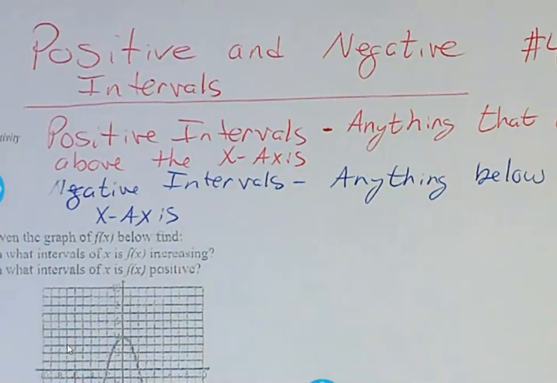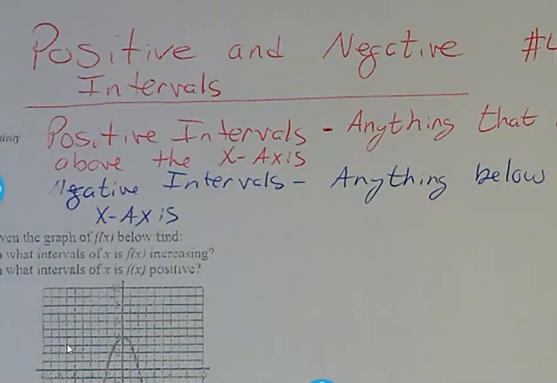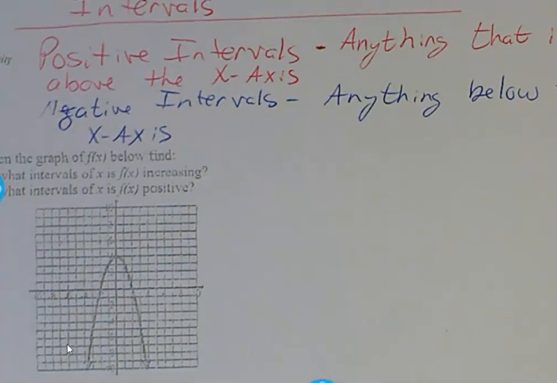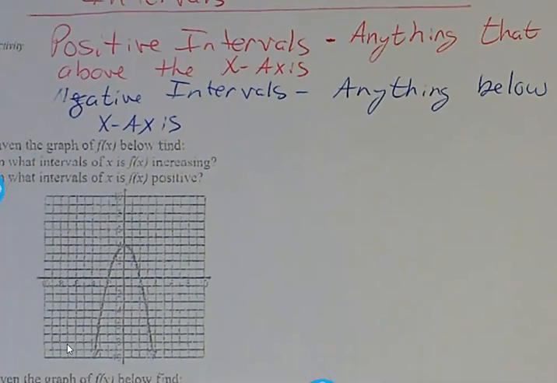Okay, and I know yesterday when we were talking about increasing and decreasing, that was a little tougher because you had to kind of look at it, even though we were looking at it side to side, finding that part of describing it was a little bit tougher. Hopefully with this one today, it'll be a little bit easier. So positive is just anything that's above the x-axis. Anything that's negative, that's anything that's below the x-axis.